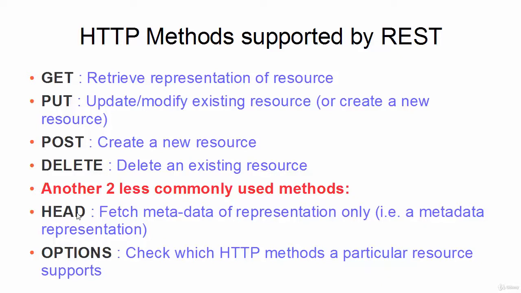Now REST has two other less commonly used methods, which are HEAD and OPTIONS. The HEAD method fetches the metadata of a representation only, so it doesn't have any body, and the OPTIONS method checks which HTTP methods a particular resource supports. Most of the time when you are designing your REST architecture, you will be using these four frequently used methods, which are GET, PUT, POST and DELETE.